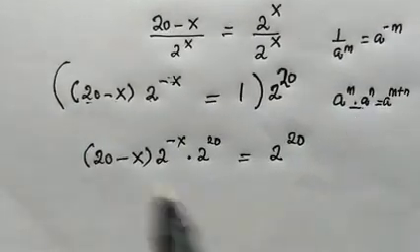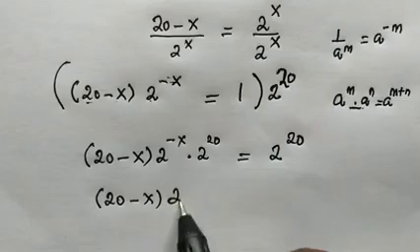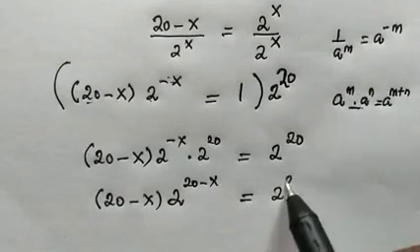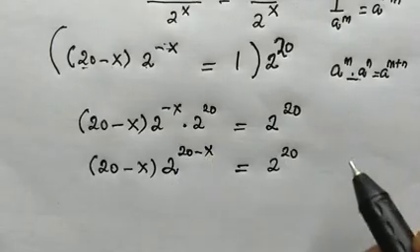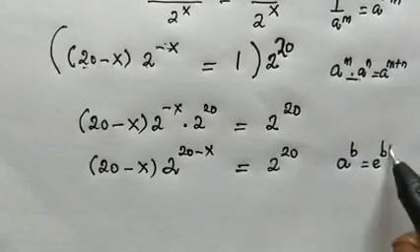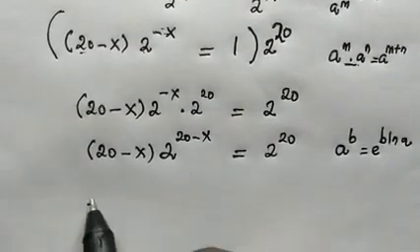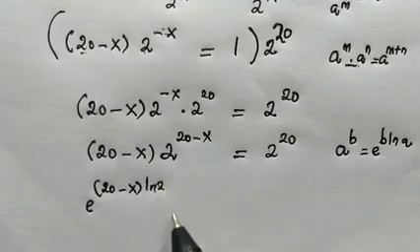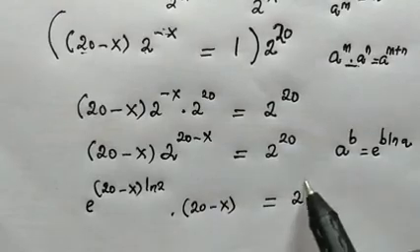Now with this property here, we add these powers. So we get here 20 minus x times 2 to the power of 20 minus x, right? Okay, so this will be equal to 2 to the power of 20. Again, let us rewrite this 2 to the power of 20 minus x using this property: a to the power of b is equal to e to the power of b times the ln of a. Okay, so using this here, this will become e to the power of 20 minus x times the ln of 2 multiplied by 20 minus x. So this will be equal to 2 to the power of 20.